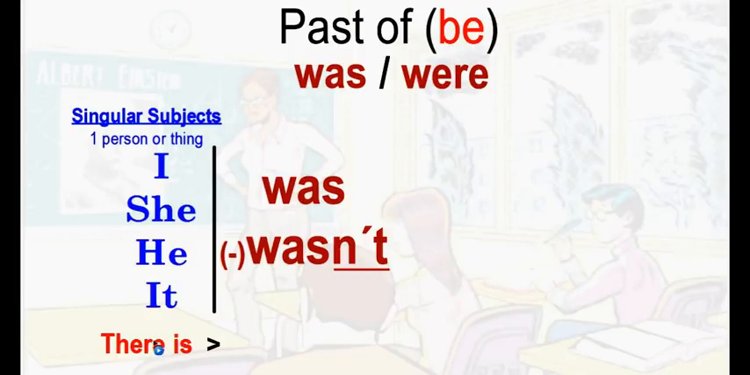Also, when we use there is in English for the present tense, the past tense singular is there was.